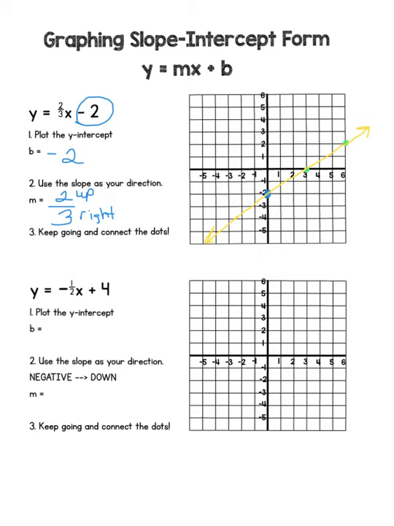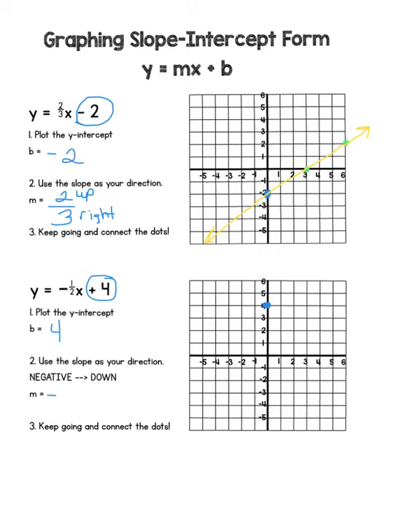Let's look at the next problem. Y equals -1/2 x plus 4. So my y-intercept is the +4. So that's where my first dot goes on the y-axis, at +4 on the y-axis. Next, I'm going to use my slope. Notice my slope in this case is -1/2.